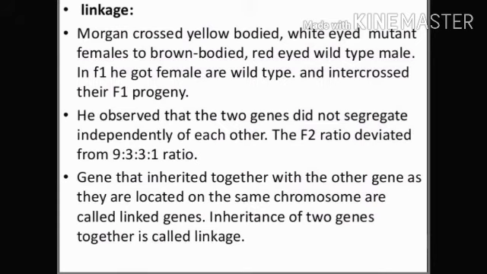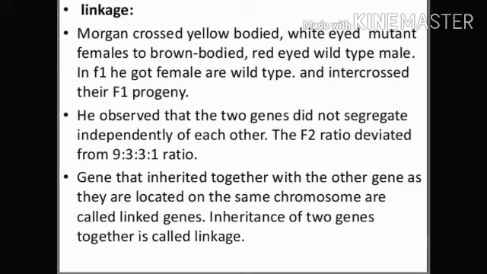Morgan crossed yellow-bodied, white-eyed mutant females with brown-bodied, red-eyed wild-type males. In the F1 generation, or first filial generation, the females were wild-type, and he intercrossed the F1 progeny. Then he observed that the two genes did not segregate independently of each other.